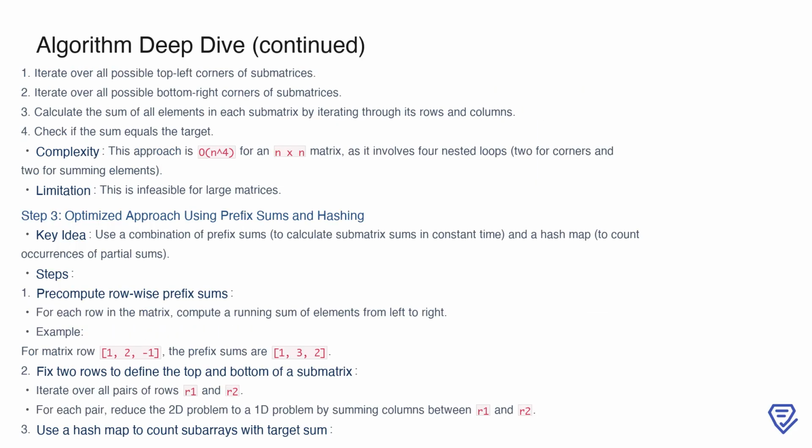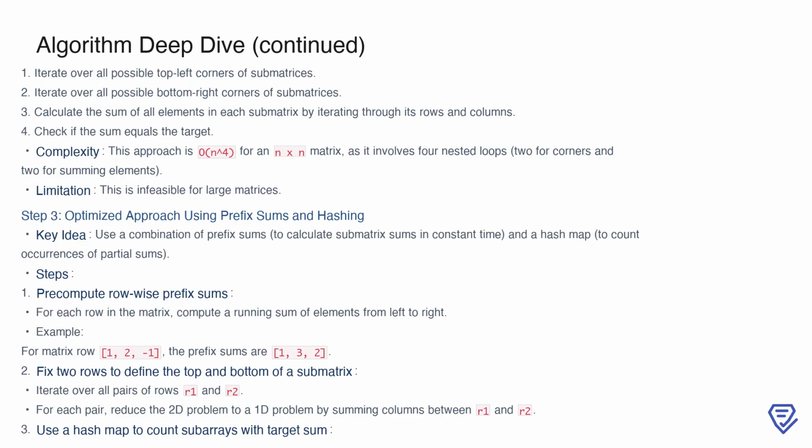The brute force approach involves iterating over all possible pairs of top left and bottom right corners for each submatrix. For each pair, we calculate the sum of all elements within the submatrix by iterating through its rows and columns. While this method is conceptually simple, its time complexity is O(n⁴) for an n×n matrix, due to the 4 nested loops required. This level of complexity is prohibitive for larger matrices and doesn't scale well.